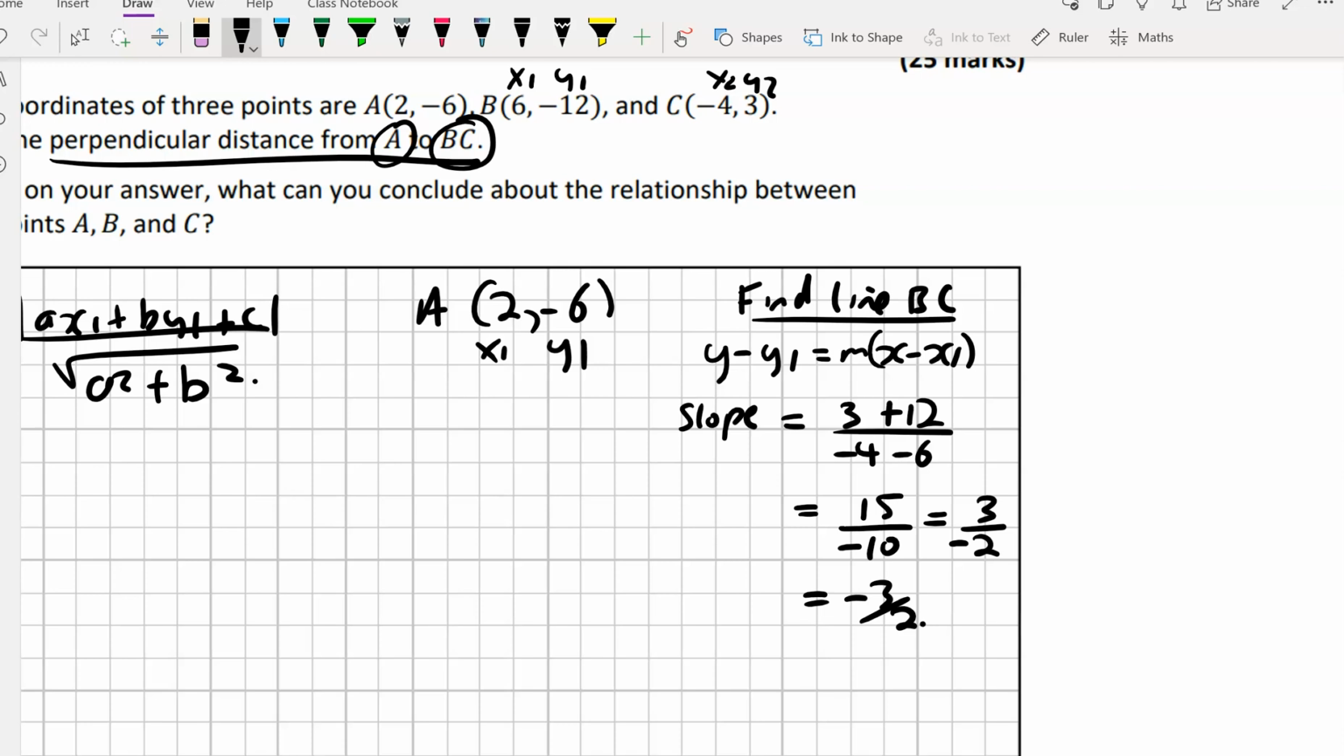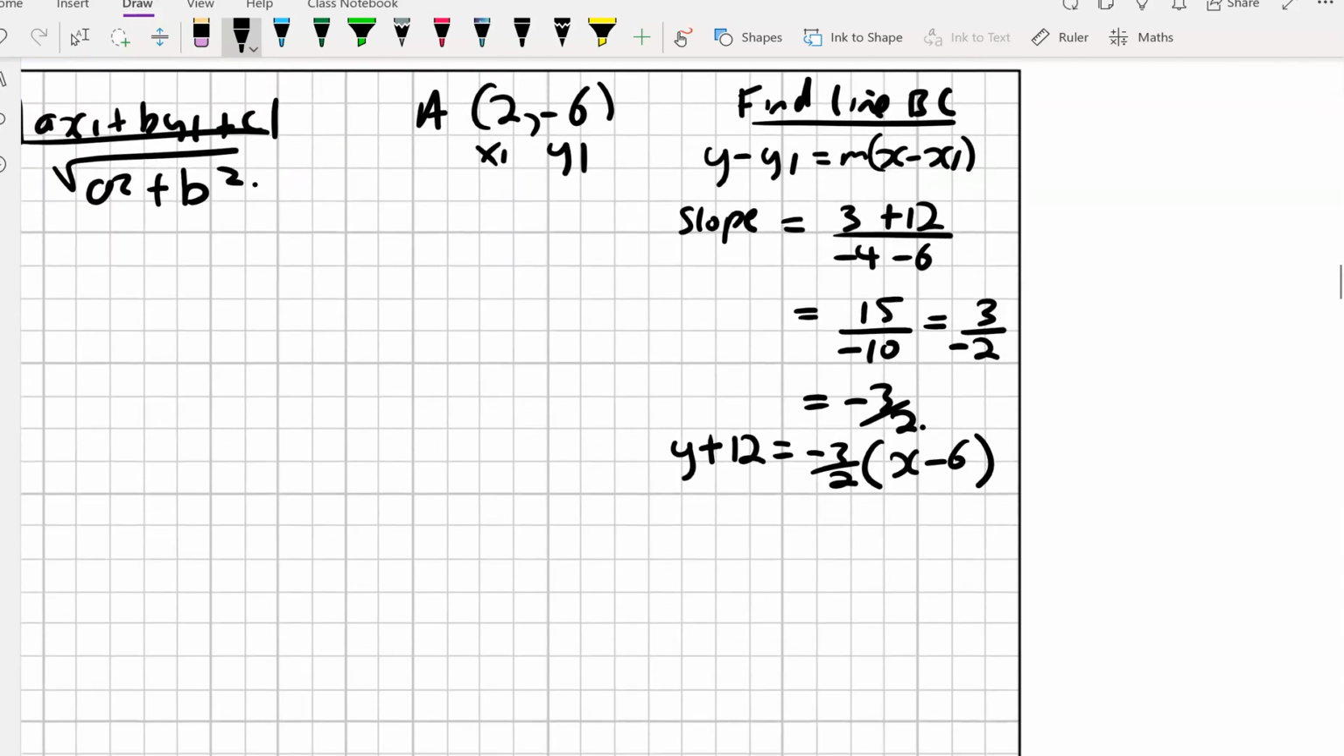Now we need a point on the line, so let's just use the point B. So then y minus y1, y plus 12, is equal to m times x minus x1, x minus 6. Okay, we'll multiply everything by 2. That'll give us 2y plus 24 equals minus 3x plus 18. Get them in the right order. So 3x plus 2y, and 24 minus 18 is going to give me positive 6, is equal to 0. Okay, so that'll be my line. And this will give my A, my B, and my C. And I have my x1 and y1.